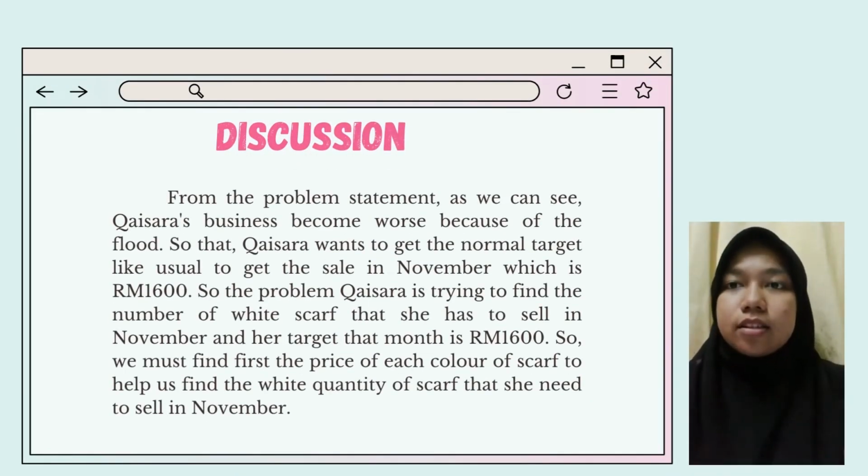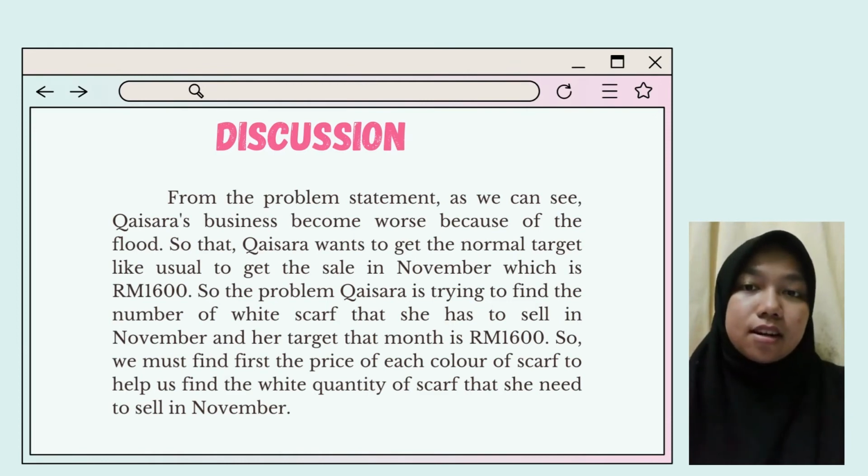Now let's see the discussion. From the problem statement, as we can see, Kaisara's business became worse because of the flood. So Kaisara wants to get the normal target like usual for the sales in November, which is 1,600. So the problem Kaisara is trying to solve is to find the number of white scarves that she has to sell in November, and her target that month is 1,600. So we must find the price of each color of scarf to help us find the quantity of white scarves that she needs to sell in November.